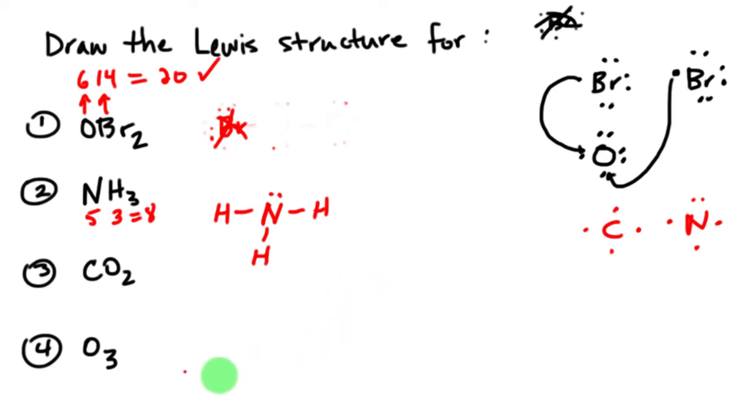Now, carbon dioxide. I have 4 valence electrons from the carbon. I have 6 from each of the oxygens, which is going to be 12. That's going to give me a total of 16 valence electrons to use. We have carbon in the middle, oxygen on either side.